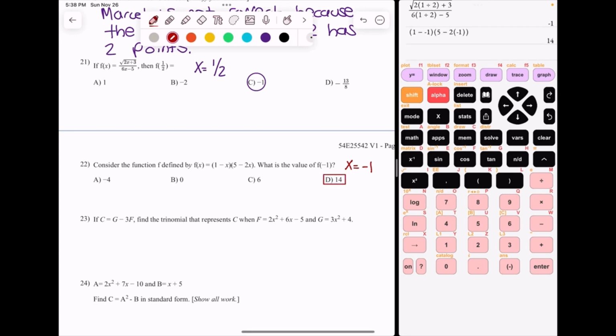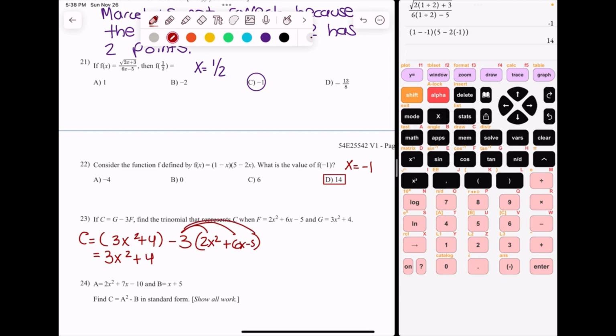23, if c equals this, find the trinomial that represents f equaling and g equaling. All right, so c equals g. You have to put the whole set of g in parentheses. 3x squared plus 4 minus 3. Instead of f, we put in parentheses 2x squared plus 6x minus 5. All right, there's no number in front of the first parentheses, so just rewrite it. But for the second one, we have to multiply that -3.